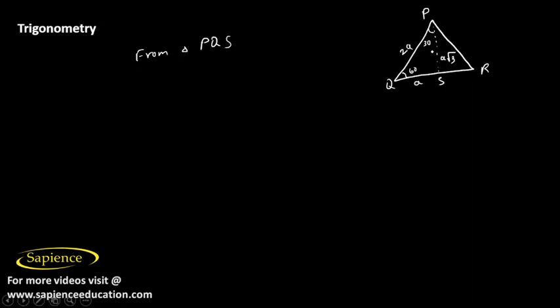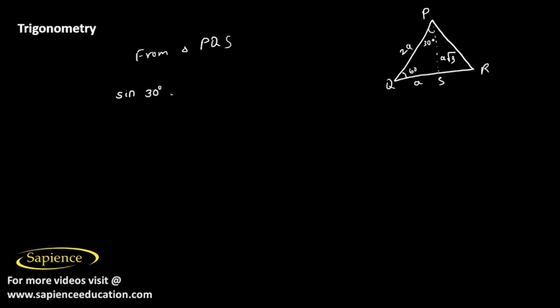Let us make this triangle a little bit bigger. P, Q, R and S. This was 60 degrees, this was 30 degrees. This side is A, this side is 2A, and we just found out PS to be A root 3. So from this triangle PQS, we can find the values of trigonometric ratios when the angle is 30 as well as when the angle is 60. First, we will find the ratios when the angle is 30.